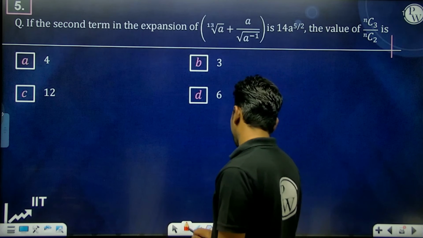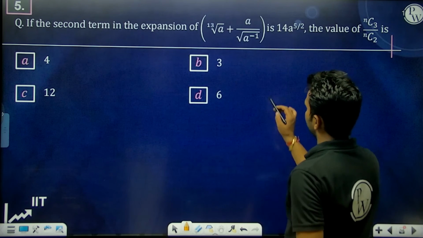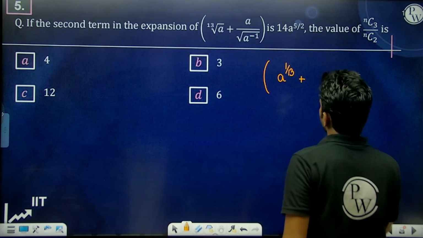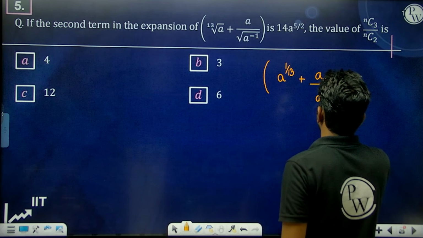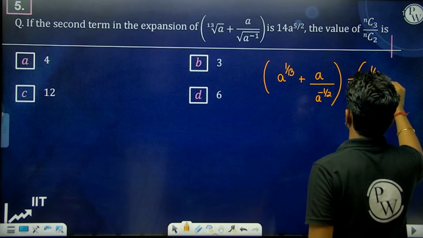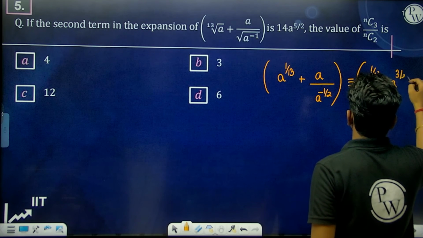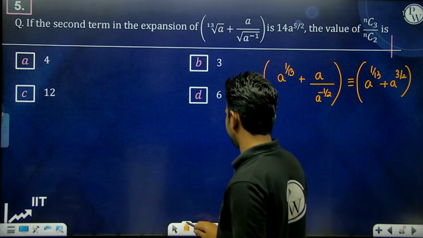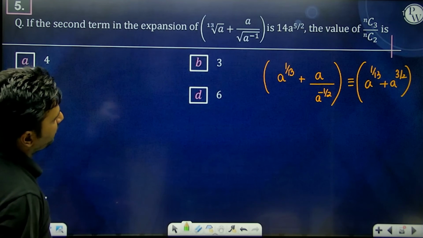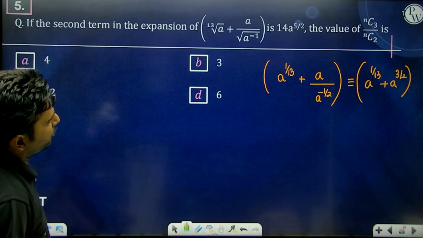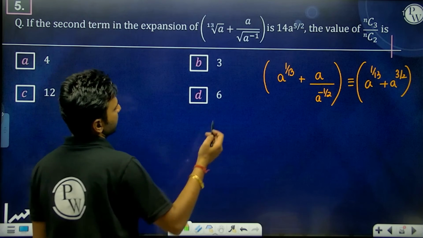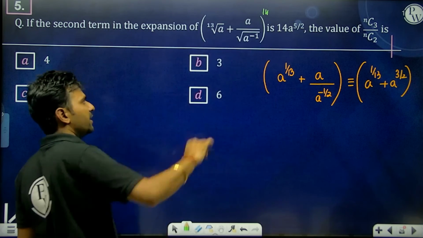If the second term in the expansion of this particular thing, all right, the question is written something like this. Let me tell you. A upon a to the power minus 1 by 2. So this question can be rewritten like this as well: a to the power 1 by 13 plus a to the power 3 by 2. If the second term in this expansion, so can we write down the second term in this expansion? I think n is missing, so that will not let us write down that value. Let's say if it is like this, 14. Let's check, because as I can recall, it has to be 14.